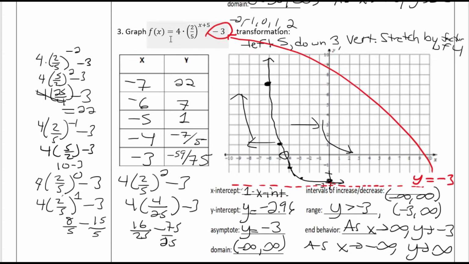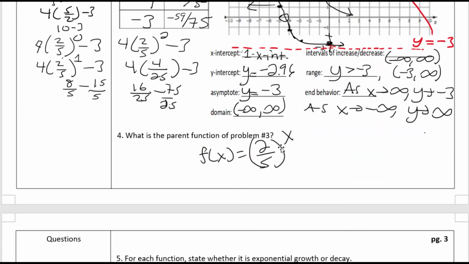Remember that the 4 just vertically stretches it. The 3 shifts it to the left, to the right, or down, I'm sorry. The 3 shifts it down, and then the +5 shifts it left. So everything else is just a transformation. This is the parent function.